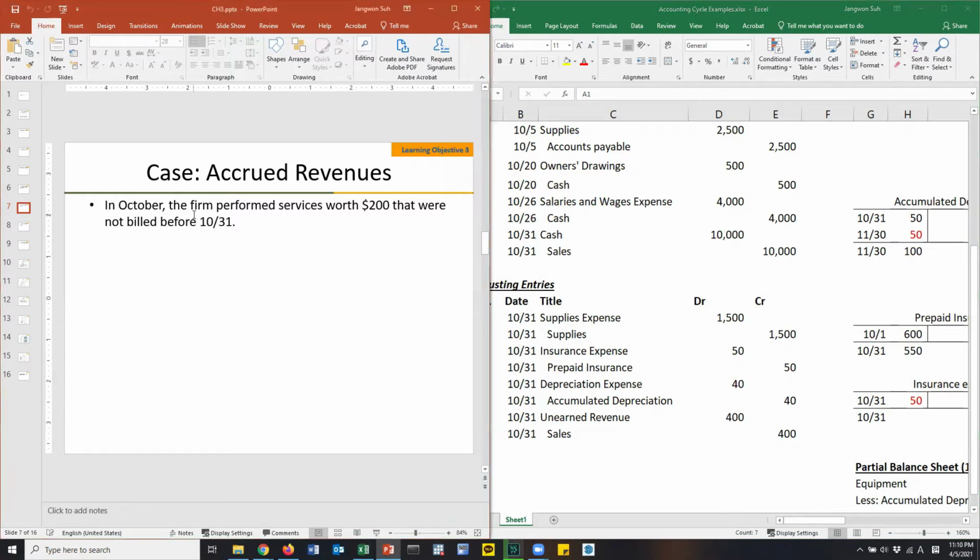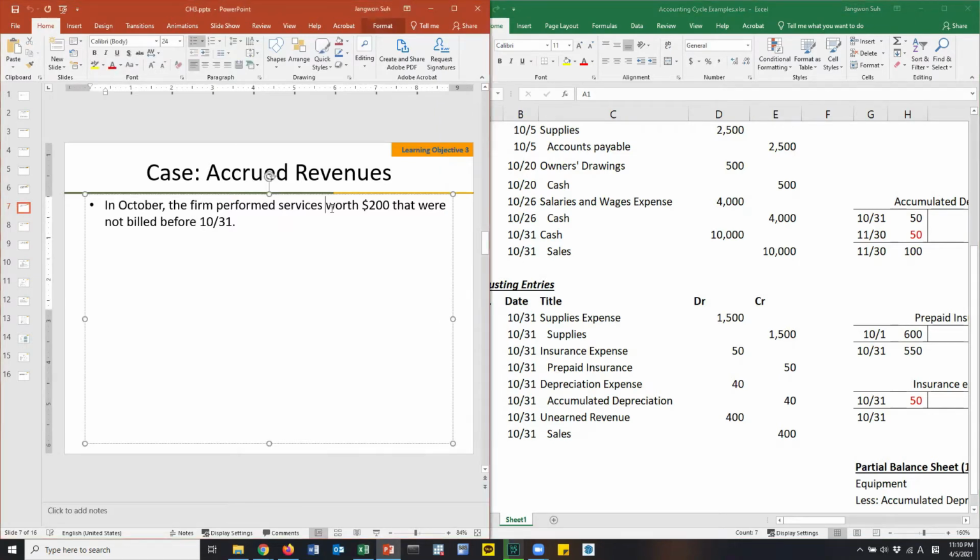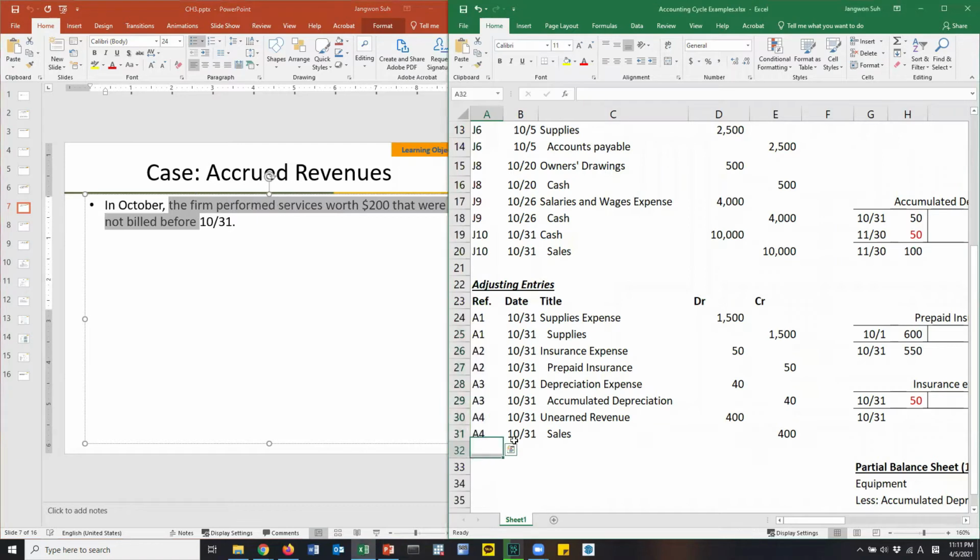Okay, the next case in the textbook is: in October, the firm performed services. You are by now familiar with this term. Service performed should by now automatically remind you of revenue. Right? The firm is entitled to recognize revenue worth 200 that will not be billed before October 31st. What does that mean? You didn't bill it, so you didn't receive cash, but you are entitled to recognize the sales or sales revenue. I told you that in this class we are using sales and revenue interchangeably, although in theory the two are a little bit different, but not a big deal.